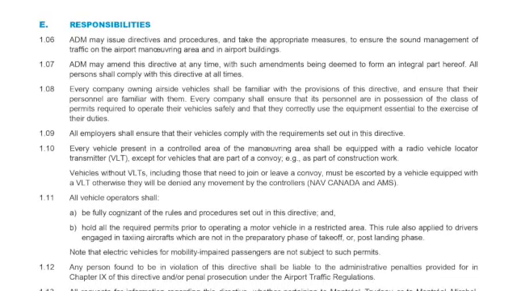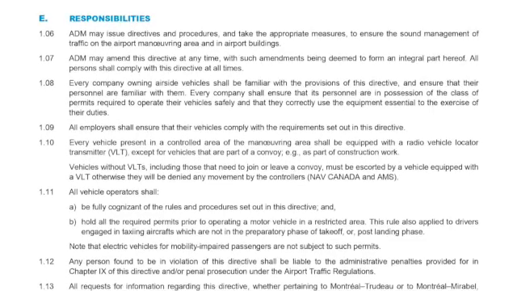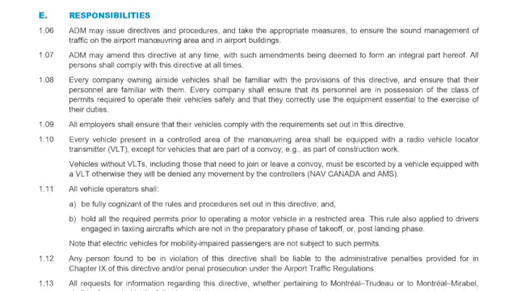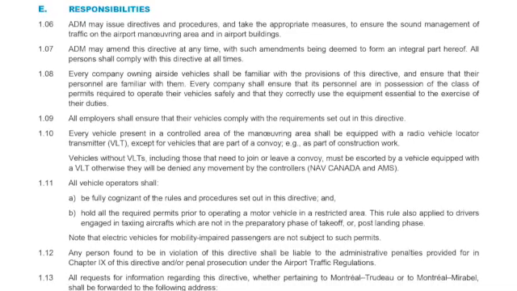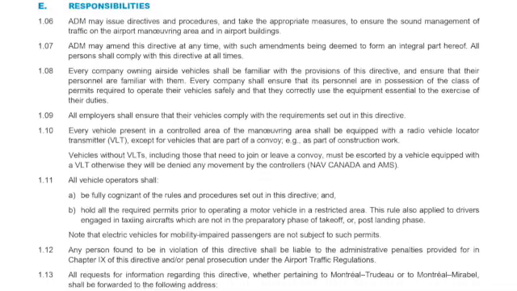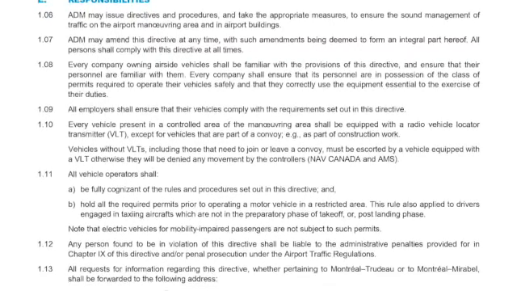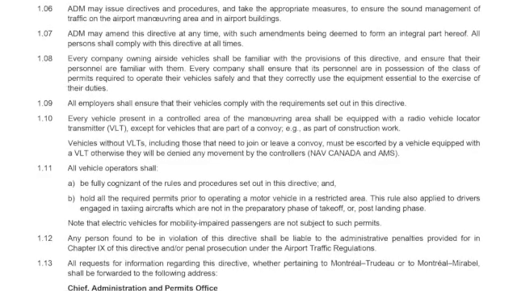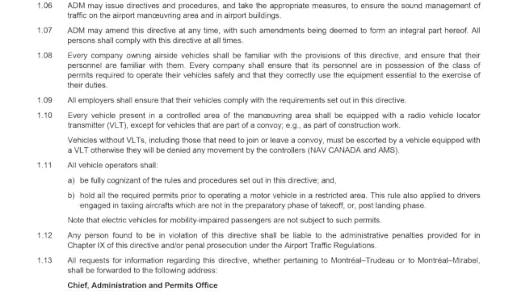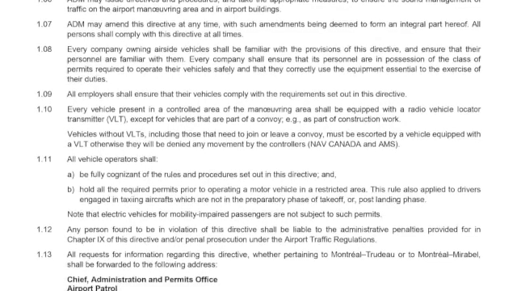10. Every vehicle present in a controlled area of the maneuvering area shall be equipped with a radio vehicle locator transmitter, VLT, except for vehicles that are part of a convoy, e.g. as part of construction work. Vehicles without VLTs, including those that need to join or leave a convoy, must be escorted by a vehicle equipped with a VLT, otherwise they will be denied any movement by the controllers, NAV Canada and AMS.